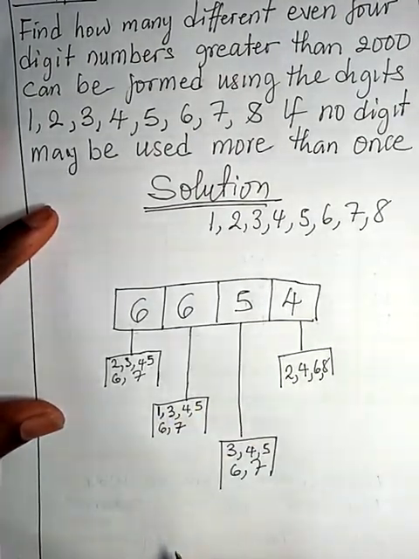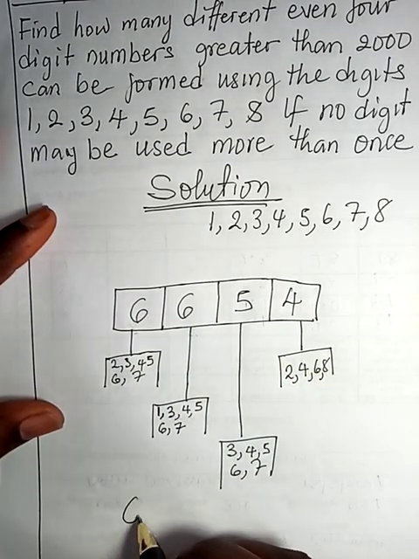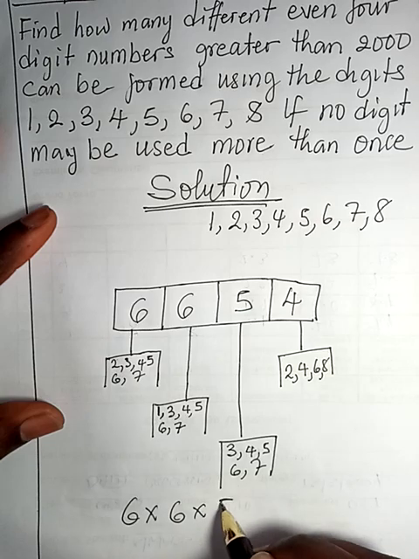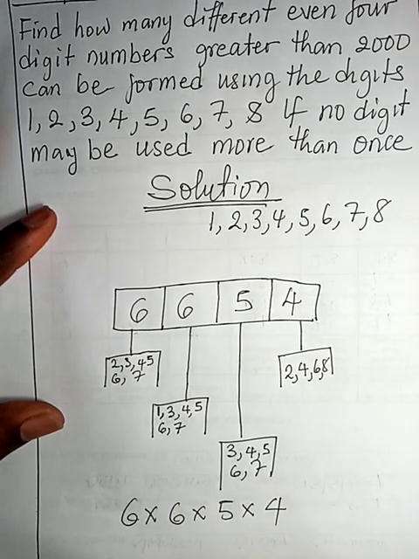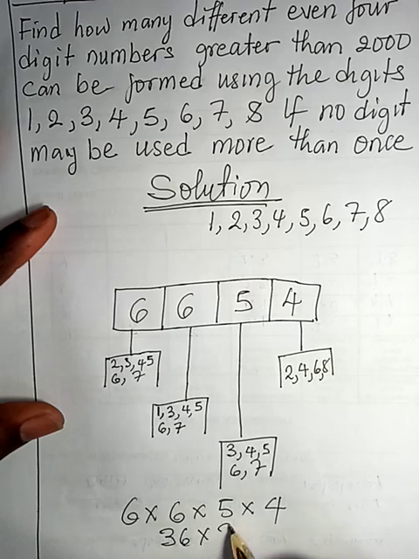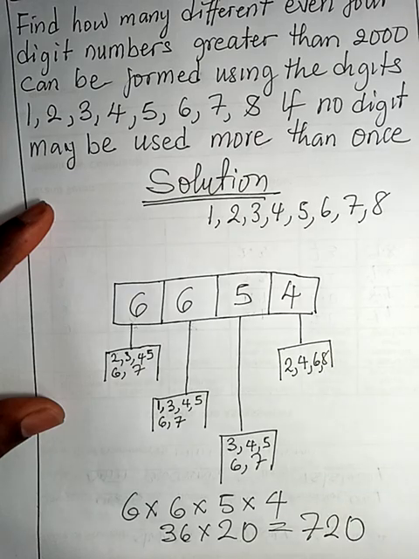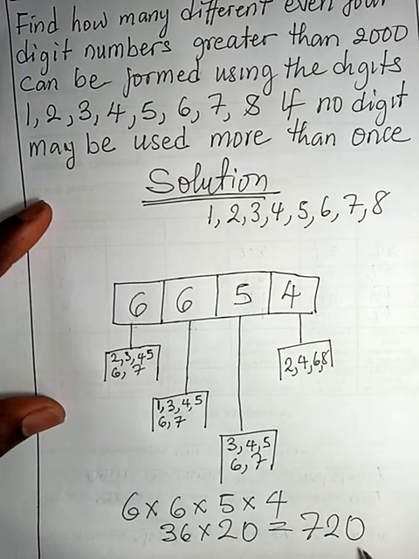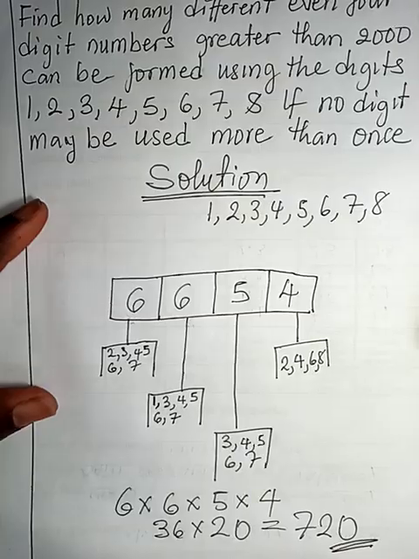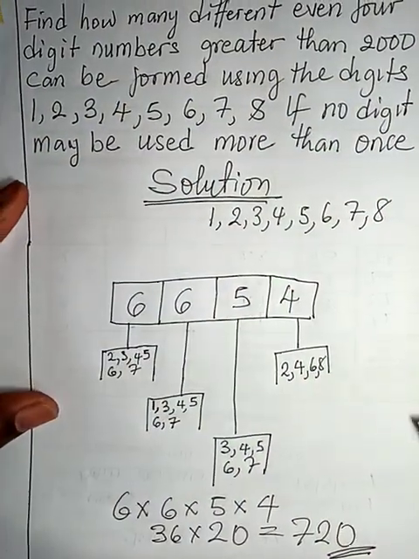Therefore, the total number that will be formed based on these choices and the concept of counting principle will be 6 times 6 times 5 times 4. And this is 36 times 20, and that will give us 720. So 720 different numbers will be formed, and they will be greater than 2000 if we use this.